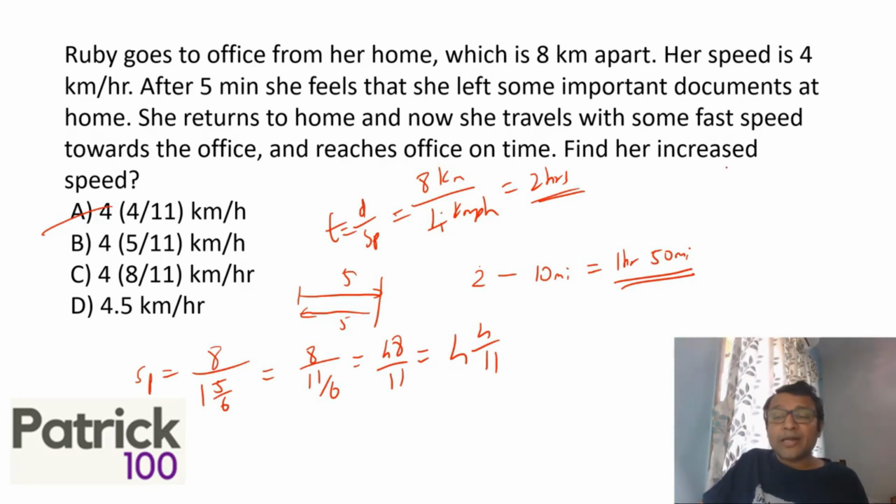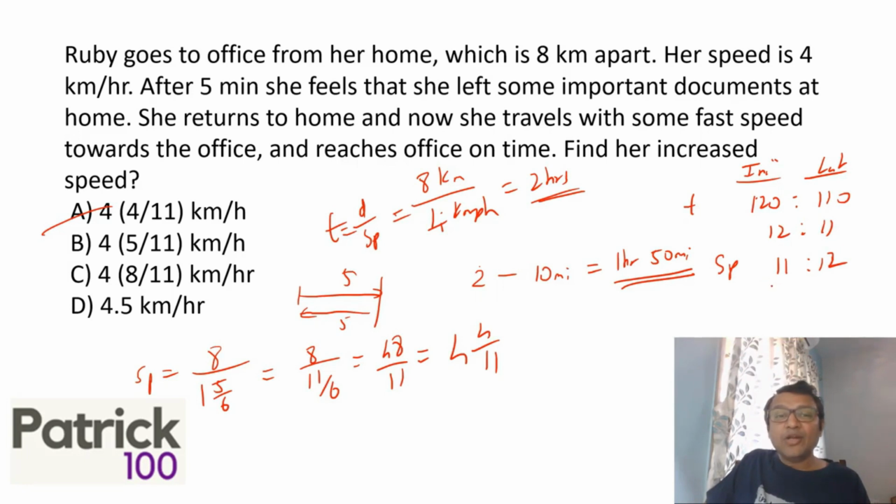You can also find it by ratio. There is one more decent method to solve. Take the ratio of time taken, because distance is the same. The ratio of time taken initially and later is 2 hours, that is 120 minutes, and 110 minutes, which is 12:11. Speed is inversely proportional to time, because the more the time, the less the speed. So speed will be 11:12.